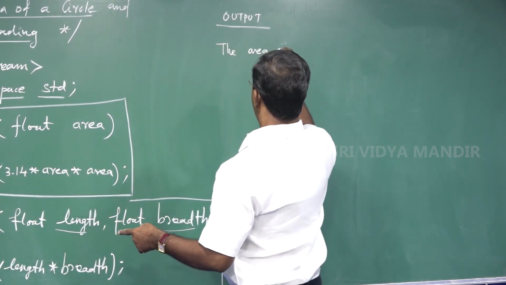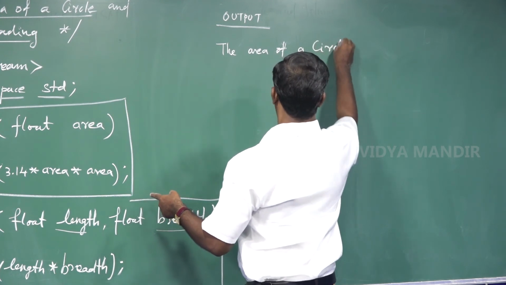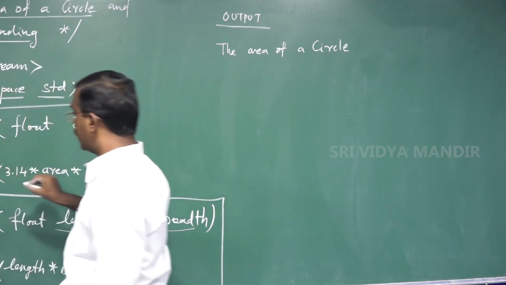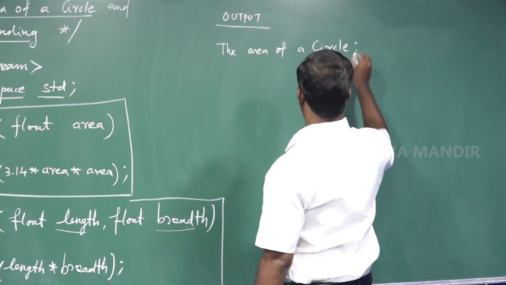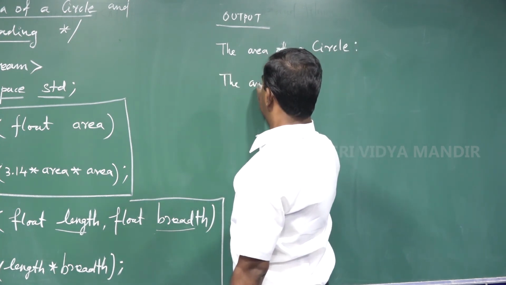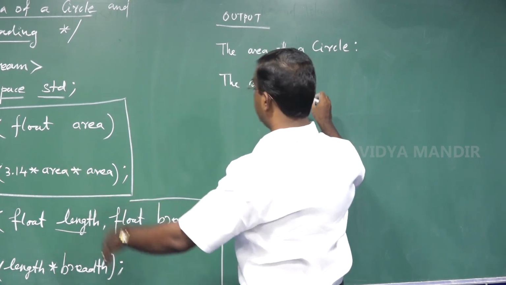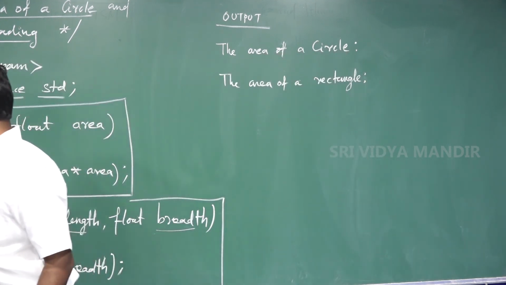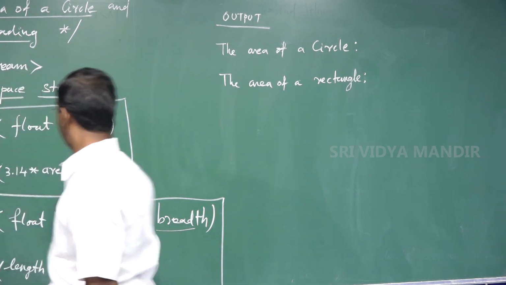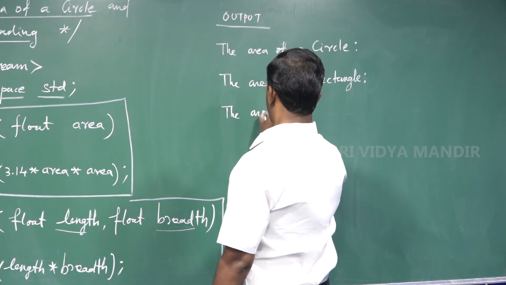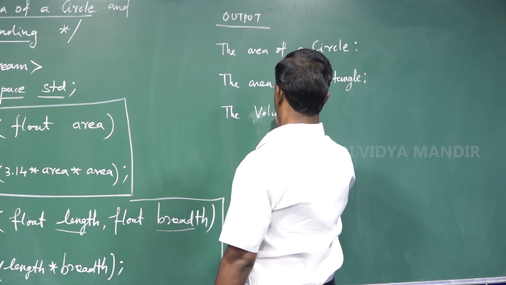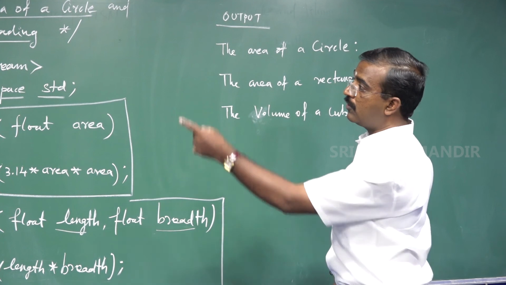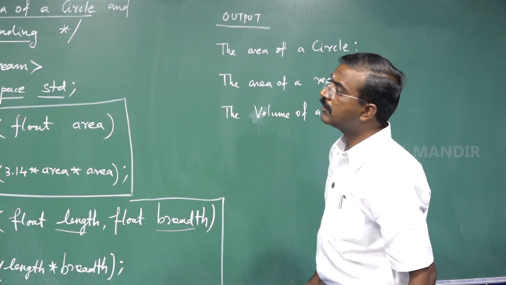The first line is the area of a circle. Here also we'll use quotes. Again here also the area of a rectangle, within quotes. Same here, cuboid also: the volume of a cuboid. We know in this case 2 input is given.